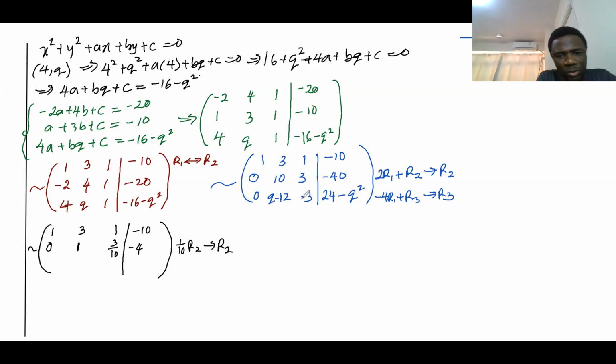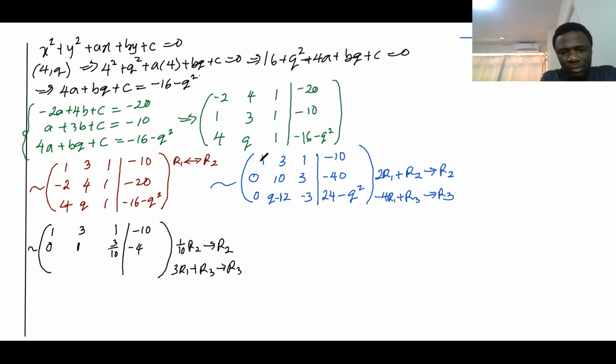And what can we do? We could say 3R1 then plus R3. Okay, so 3R1 is 3 plus R3. No. We use it with this, sorry. Not with R1, with R2. Okay. We have to use it with this because this is 0. We can't use it with 1. We have to use it with this. Actually, we don't need to multiply by anything.